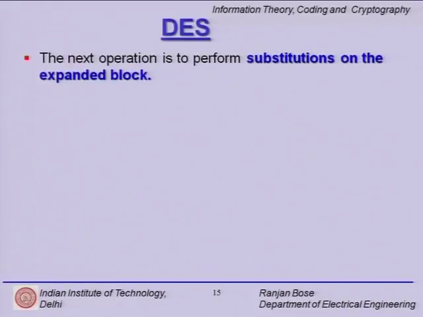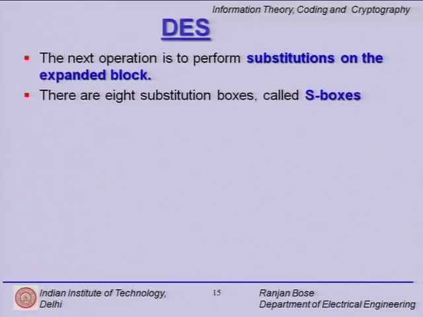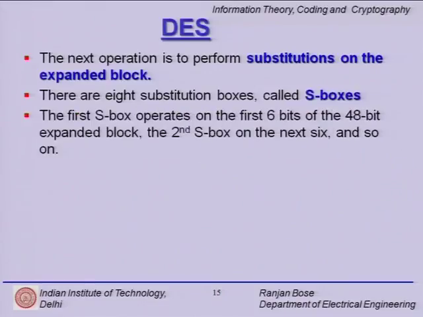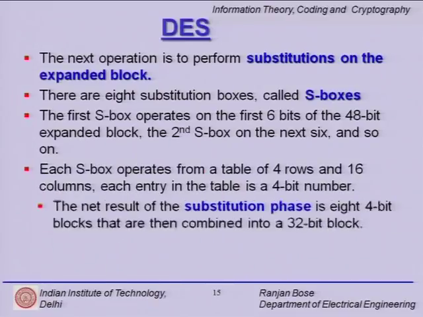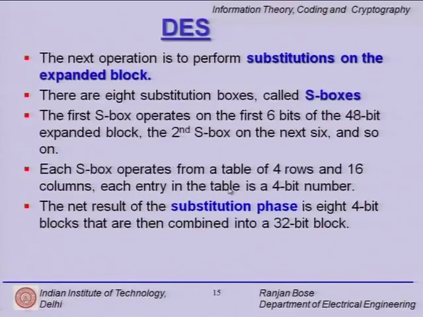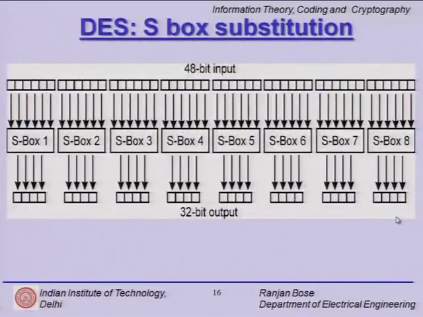So, after this in DES, the next operation is substitution on the expanded blocks. There are 8 substitution boxes called S boxes. The first S box operates on the first 6 bits of the 48 bit expanded block. Similarly, the second S box on the next 6 and so on and so forth. Again, these details are openly available, and the net result of the substitution phase is 8 4 bit blocks that are then combined into a 32 bit block. So, basically we break it up, do the operations, do the permutations, do the expansion, then combine them back into a 32 bit block.